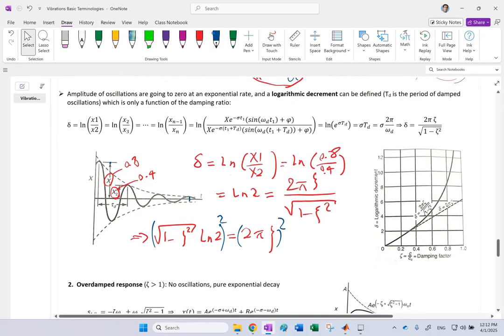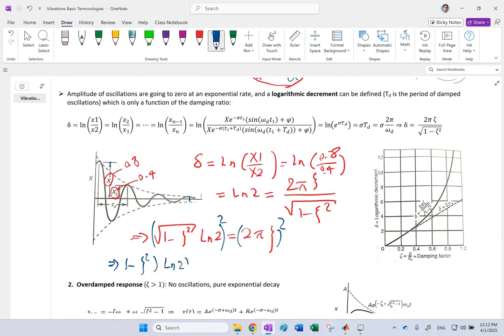If you do that, then you are going to get (1 minus zeta squared), the whole thing times natural log of 2 squared. This is equal to 4 pi squared zeta squared. And clearly this is a simple second order equation. You take this coefficient to the other side, and here you can solve for zeta.